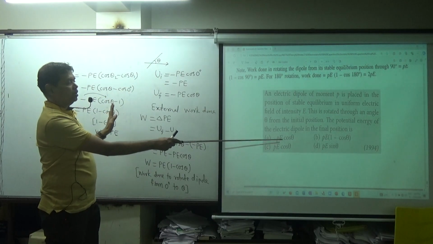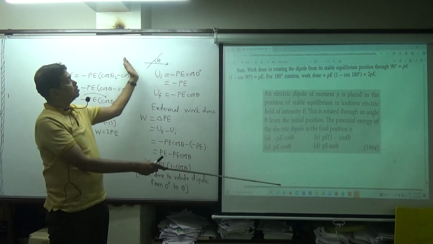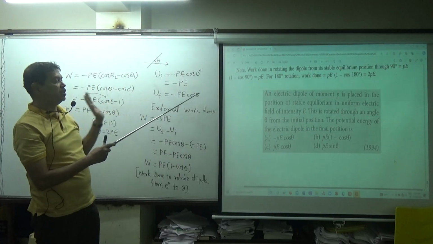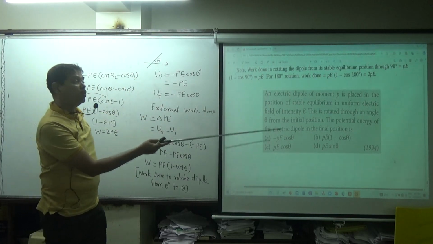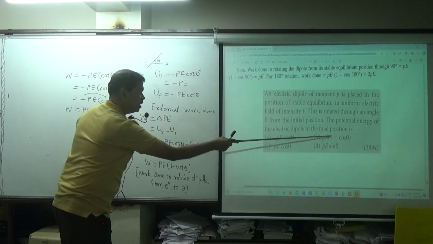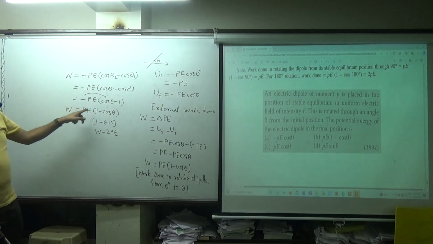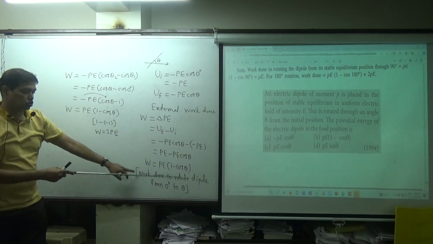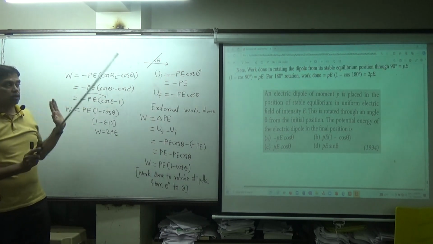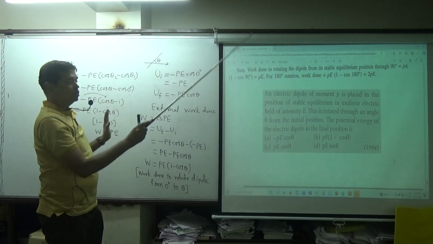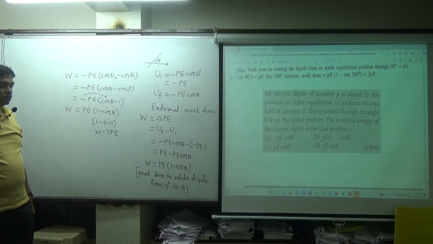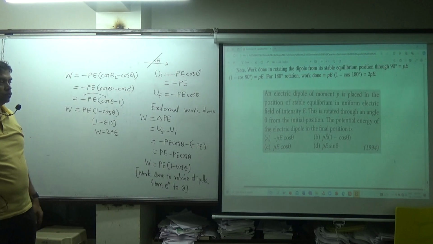तुम कहाँ से भी रोटेट करो, unstable से theta पे रोटेट करो या zero से theta पे रोटेट करो, potential energy will be minus P cos theta. Okay, but if you are asked work done to rotate from stable to theta, work done is given by P into (1 minus cos theta). So work done is this, and potential energy is minus P cos theta. So there should not be any confusion in work done and potential energy. I hope this is clear.